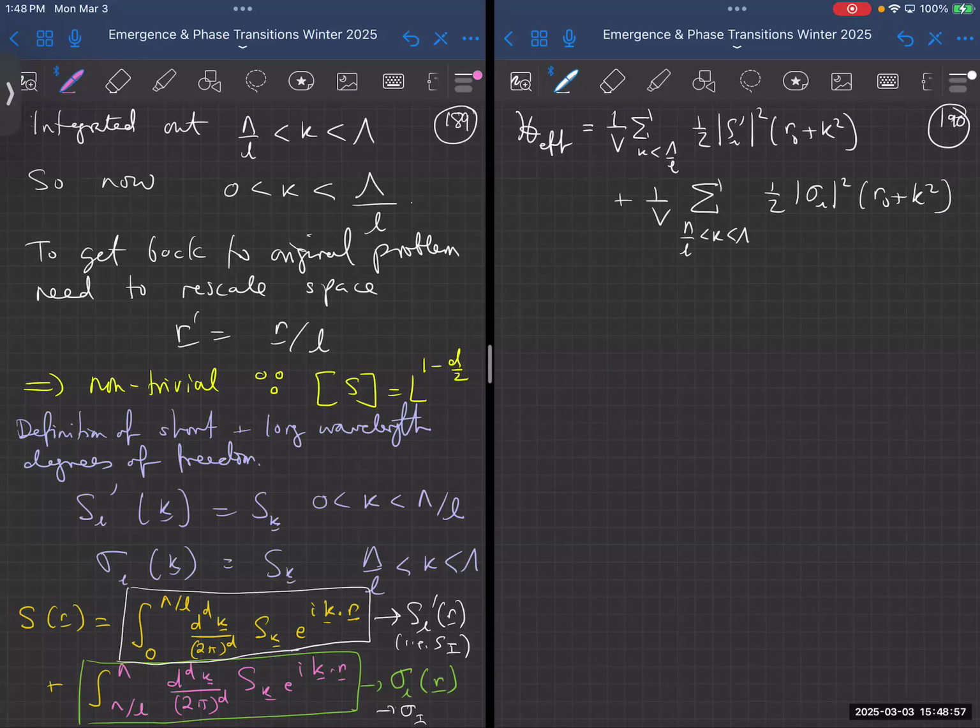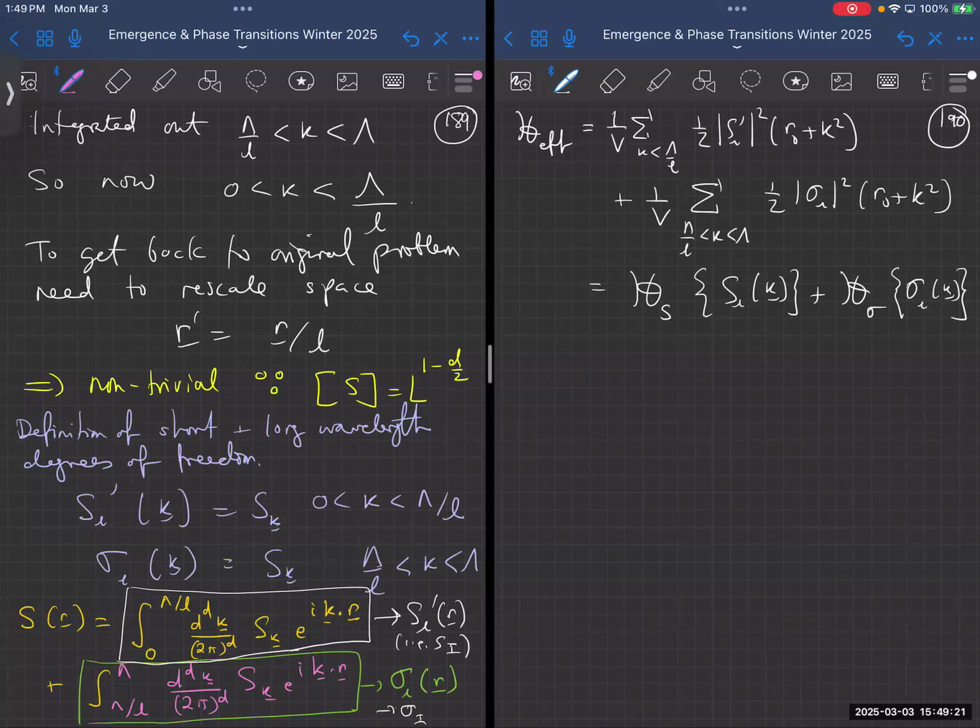And these are Fourier coefficients. The S L prime and the sigmas are just Fourier coefficients. And so this is the Hamiltonian for the spins, the long wavelength spins, plus the Hamiltonian for the short wavelength degrees of freedom, sigma L of k.